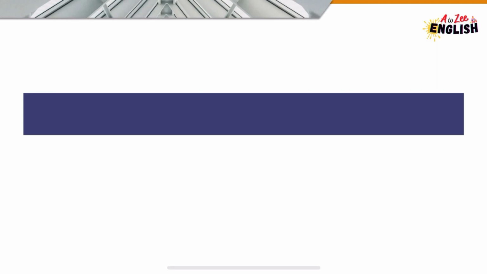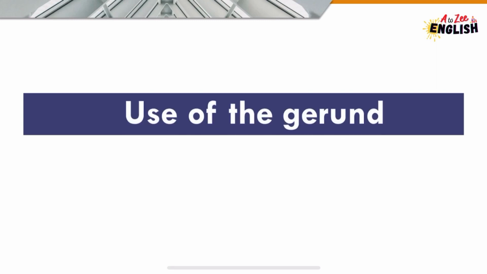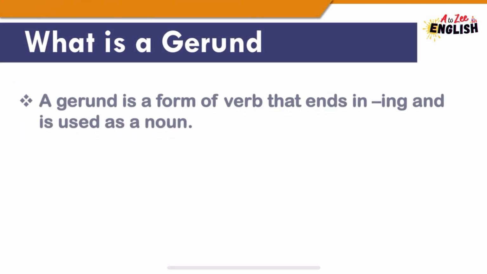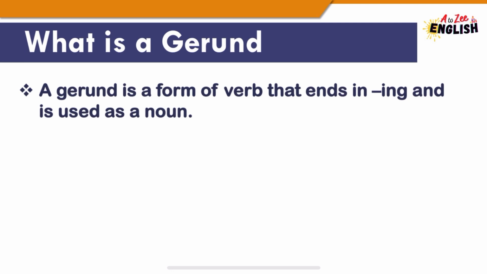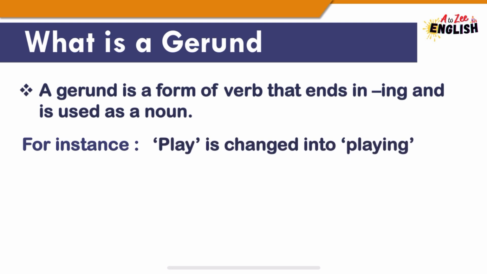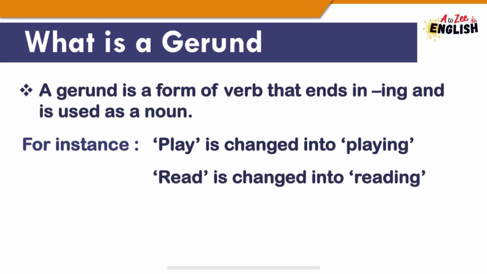In this video lecture, we are going to talk about the use of the gerund. First, let's discuss what a gerund is. A gerund is a form of verb that ends in -ing and is used as a noun in a sentence. For instance, play is changed into playing. So if we use playing as a noun, it is known as a gerund. Read is changed into reading.